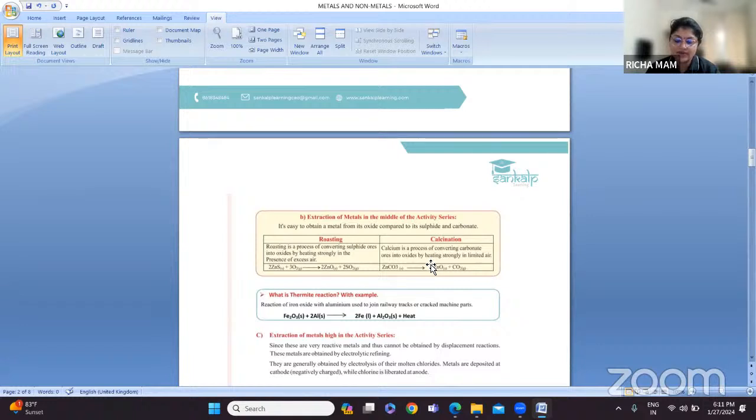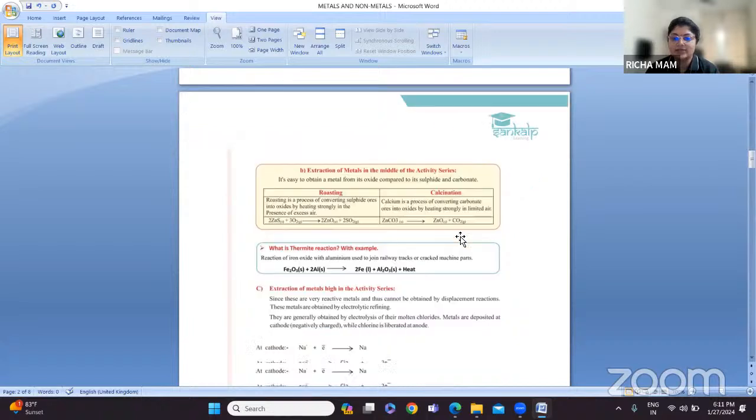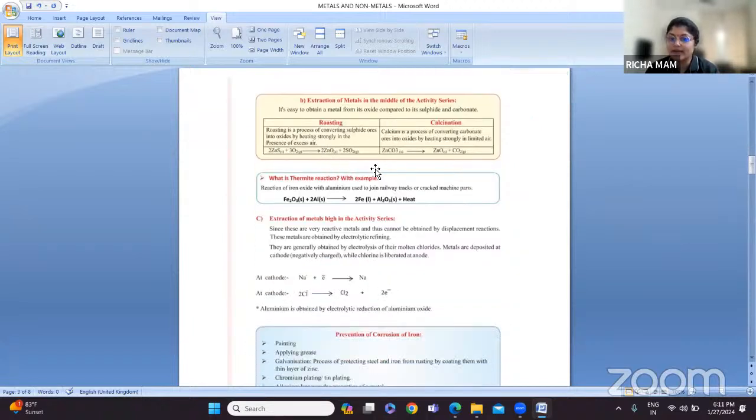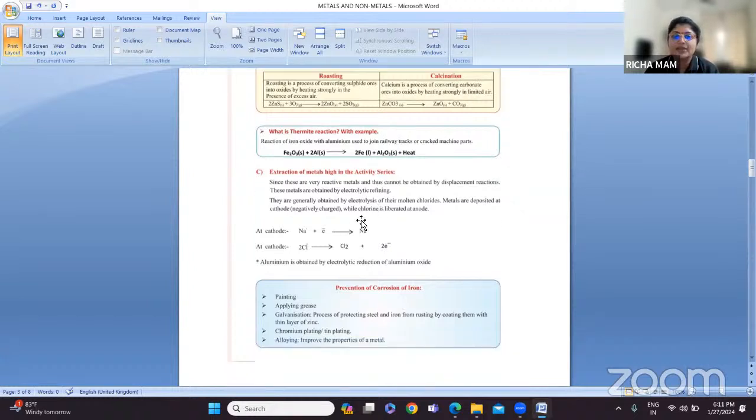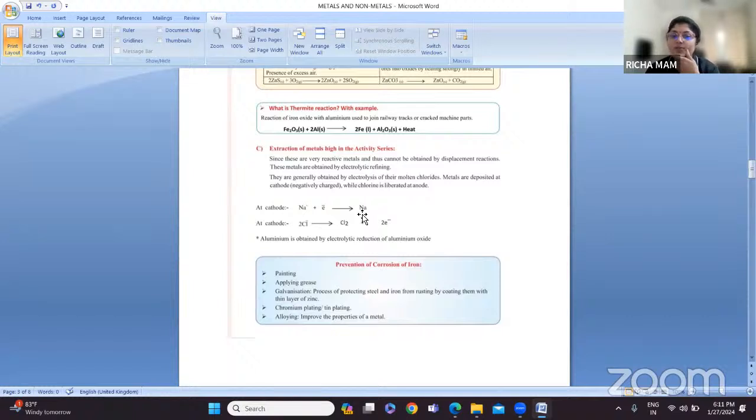As you have seen, in roasting the amount of oxygen required is more, and in calcination the amount of oxygen required is less. Then we have seen what is the thermite reaction, with an example. It is the reaction of iron oxide with aluminum, which is used to join railway tracks or cracked machine parts. Remember the thermite reaction and its example. Very important.